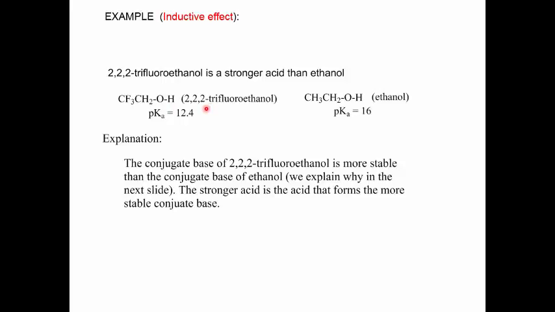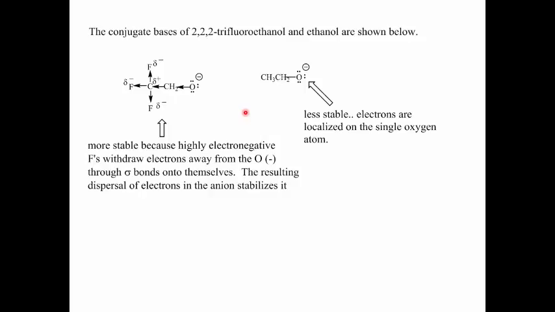But we ask, why is the fluorinated ethanol a stronger acid? Well, in order to decide that, again, we apply the same principle. We do not look at the acid molecules themselves, but rather we look at the conjugate base that each acid forms, and that's shown in the next slide. This is the conjugate base formed by the fluorinated ethanol. This is the conjugate base formed by ethanol.